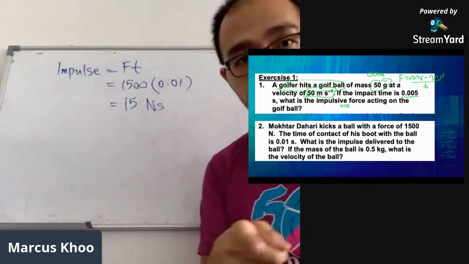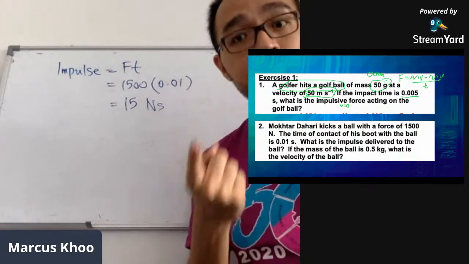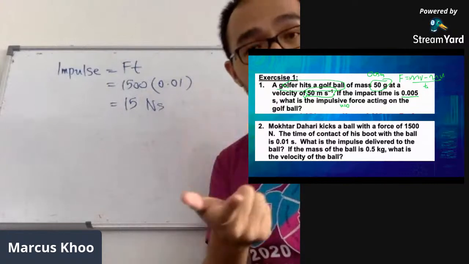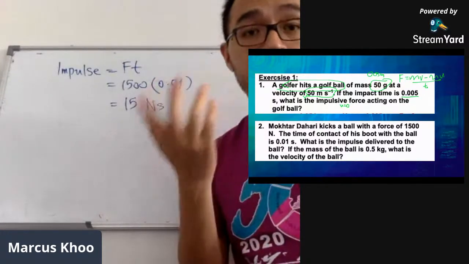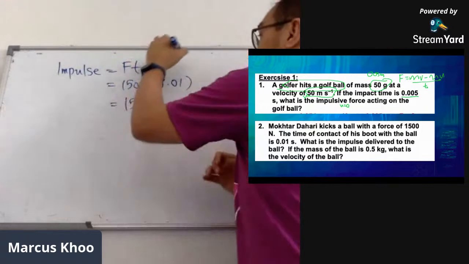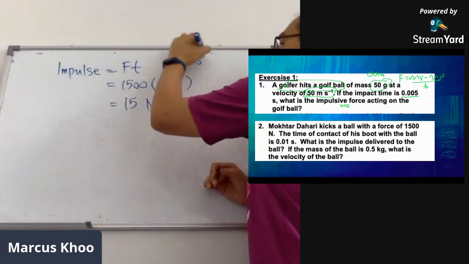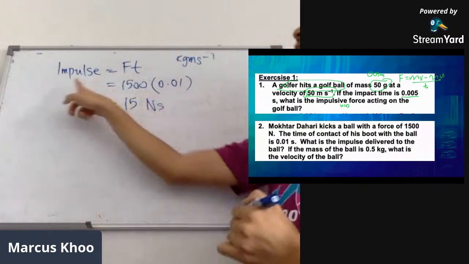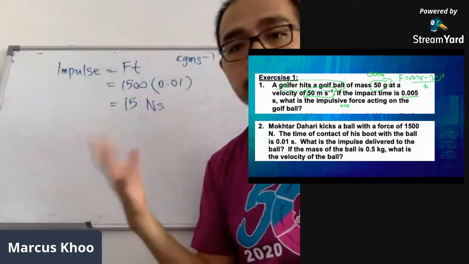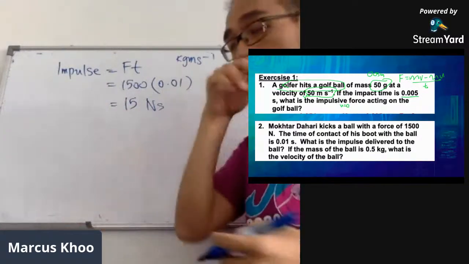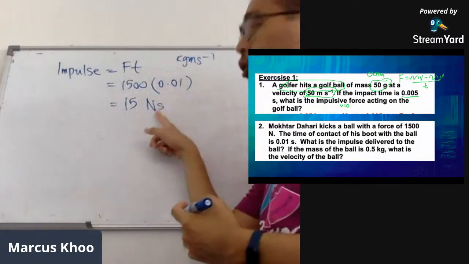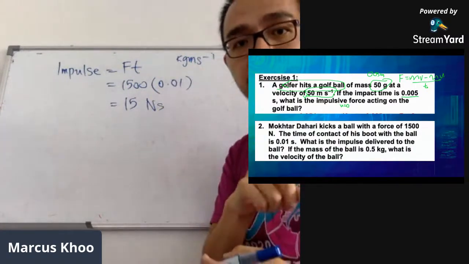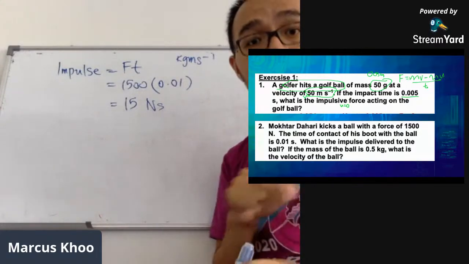Okay, if there's actually an alternative, remember, there are two definitions for impulse. One is the product of force and time. The second one is change in momentum. What is the unit for momentum? Kilogram meters per second. So this is the unit for impulse. This also is the unit for impulse. Dua-dua pun boleh, tiada masalah. Okay, but since we're using force times time, I'm going to use this lah. Okay, continuing the question, if the mass of the ball is 0.5 kg, what is the velocity of the ball?